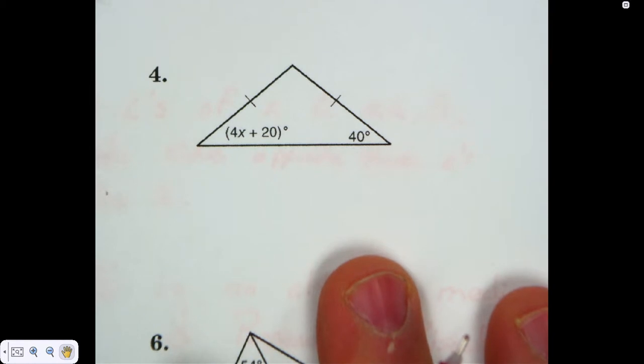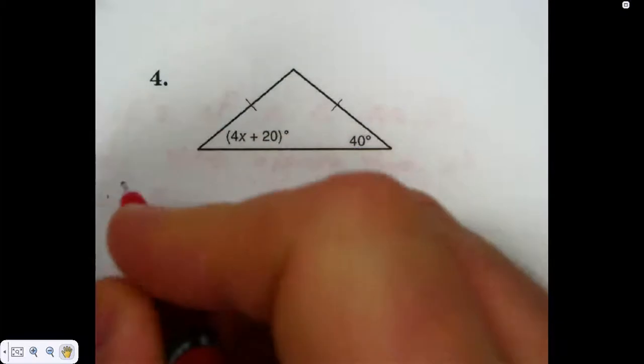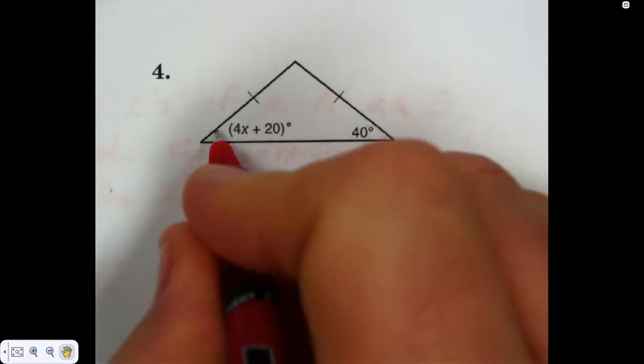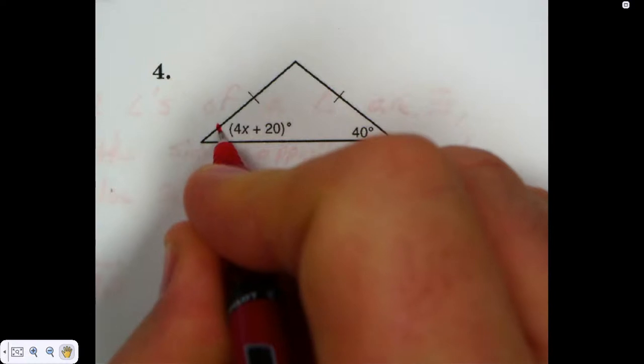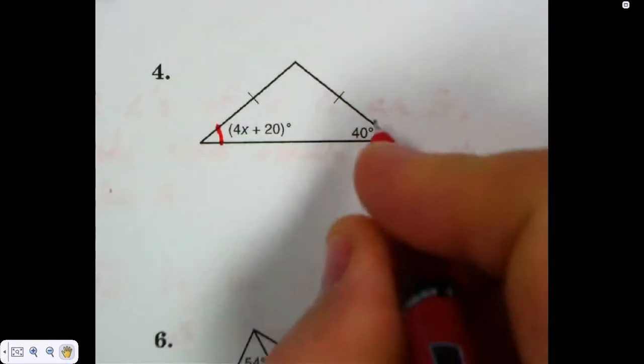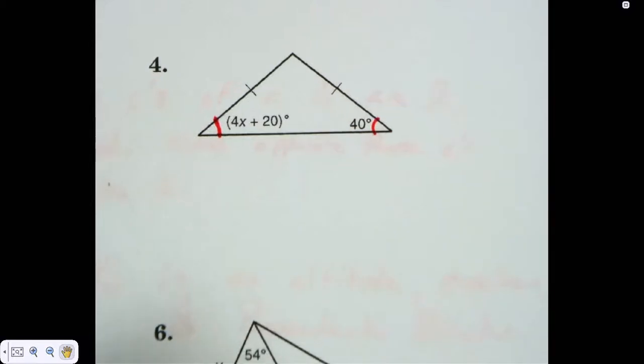Okay. What do I know about these two angles? Dakota, what do I know? If these two sides are congruent, what? Dakota? If I know these two sides are congruent, what do I know about these two angles? Help him out. Very good.